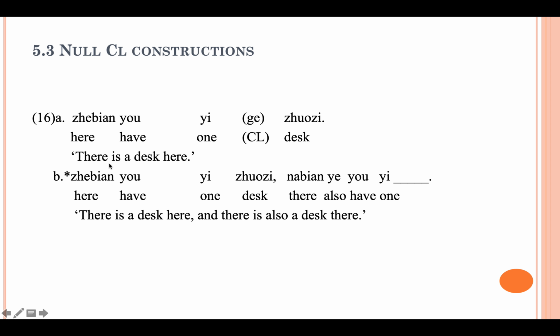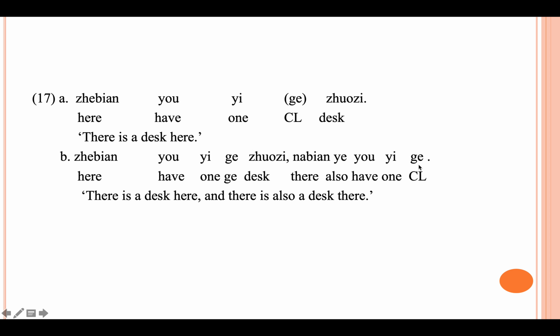This sentence means there is a desk here, and in this sentence, the classifier is optional. This kind of sentence is frequently used in the Beijing dialect in China. And what is interesting is that if the classifier is null, its complement cannot be elided. If the classifier is overt, its complement can be elided.